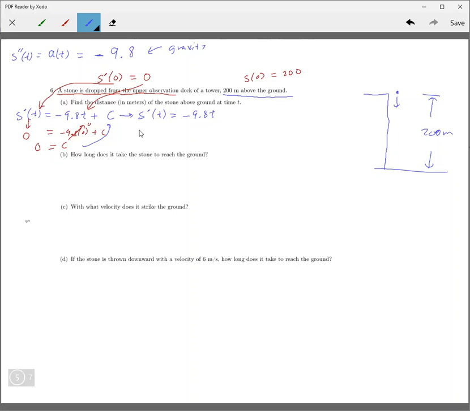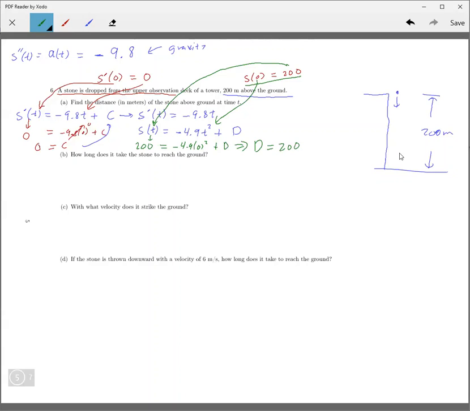Now, to find position, we take the antiderivative. When you take the antiderivative of t, you get t squared. But thinking about it this way, when you take the derivative of t squared, you have a 2 coming down, and you want to get 9.8 there. So if you make this negative 4.9, then when the 2 comes down, 2 times negative 4.9 is negative 9.8. Then, of course, you're going to have another constant over here. We use this right here to find it. So the 200 will go in for s of t, and the 0 will go in for t squared. So that's telling you that d is 200.